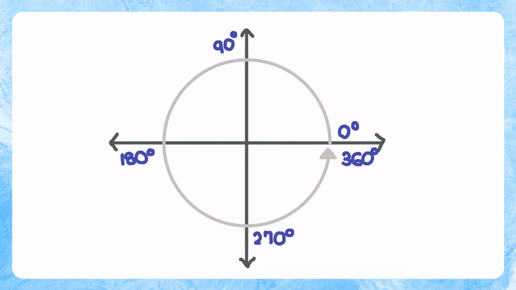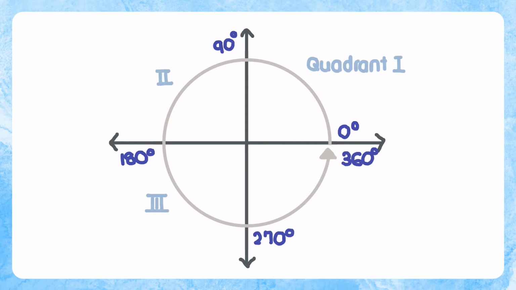So we split the circle into 4 quarters basically, and each of these quarters is called a quadrant. So in the top right corner, we have quadrant 1. So anything between 0 and 90 degrees is considered to be in quadrant 1. Anything between 90 and 180 degrees is quadrant 2. And anything in the 3rd quarter of the circle, so anything between 180 degrees and 270 degrees, is quadrant 3.